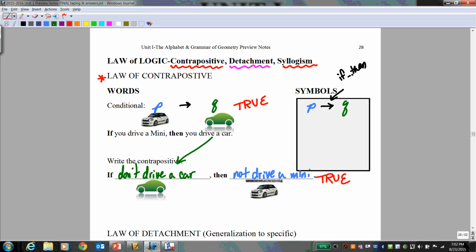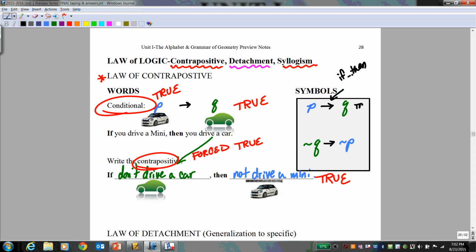And the symbol for that would be opposite of the Q. Notice I've switched the order there. Opposite the P. So this is called the law of contrapositive. It says this: if the conditional is true, then the contrapositive is also forced to be true. Here's the symbols. If P, then Q is true, then opposite Q, then opposite P is also true. This is called the law of contrapositive.